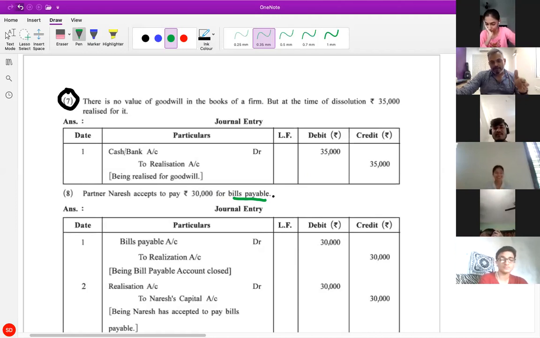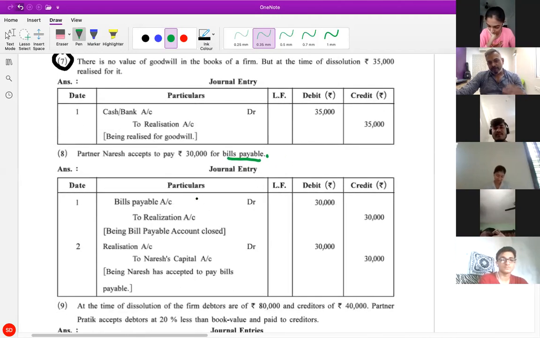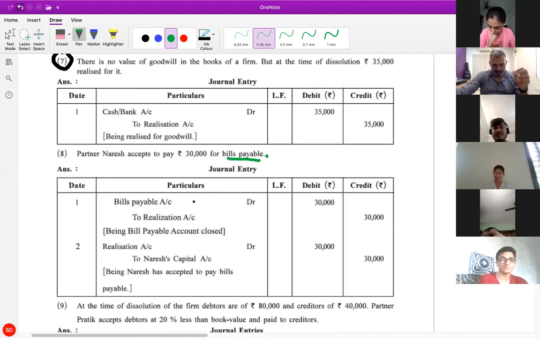Over here we have bills payable as a liability in our books of accounts. The first step is we transfer bills payable to realization account, and then realization to Naresh capital account. We'll pass separate entries, okay? Don't pass a combined entry. Pass two separate entries because it is the textbook method, so we follow the textbook.